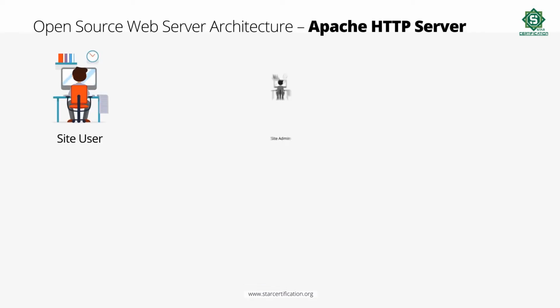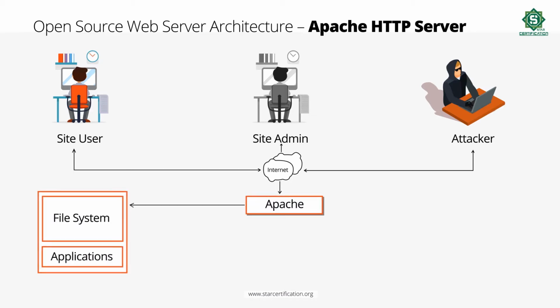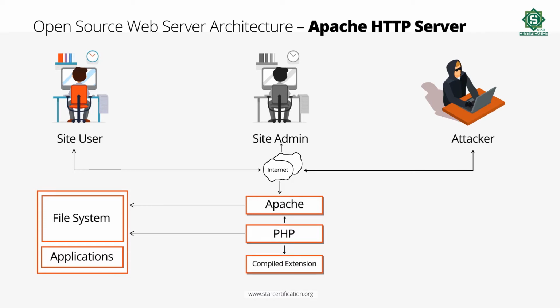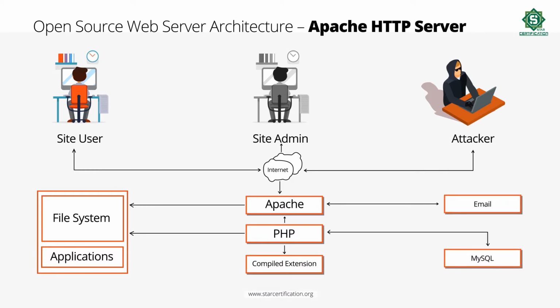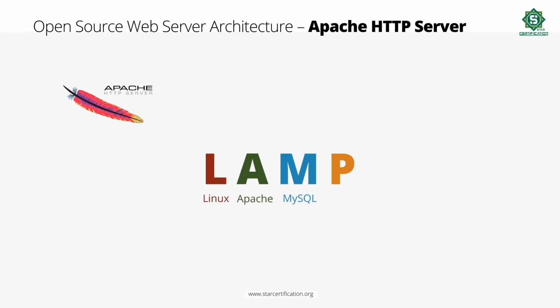The open source server can be used freely on Windows, Linux, and other operating systems. There are many open source web servers. Let us discuss the architecture of the most popular open source web server, Apache HTTP server. The Apache server is based on the LAMP configuration: Linux, Apache, MySQL, PHP.